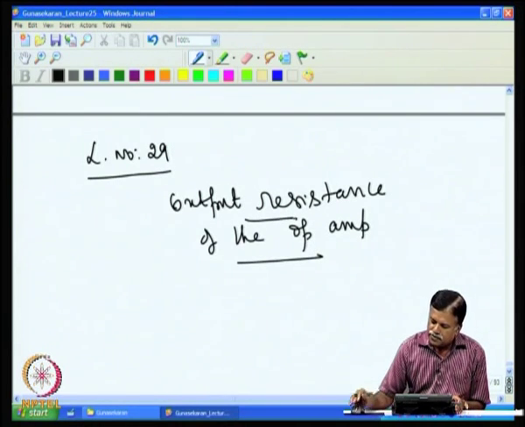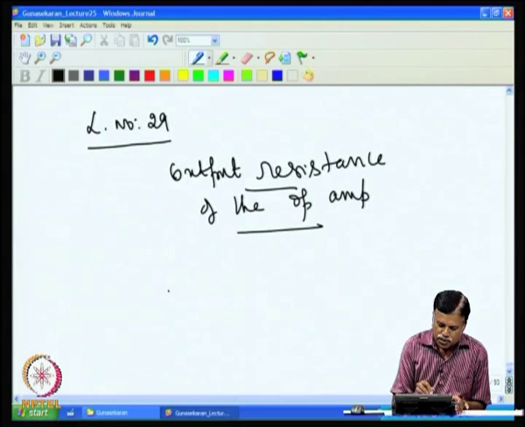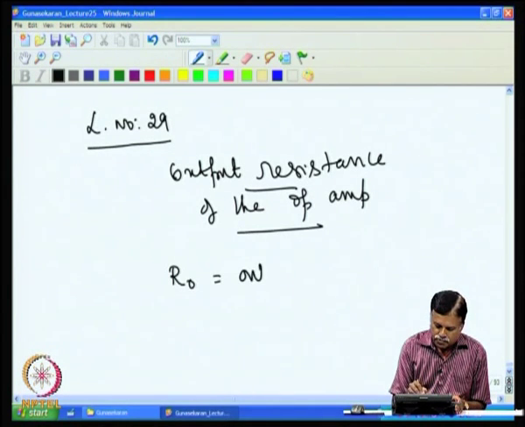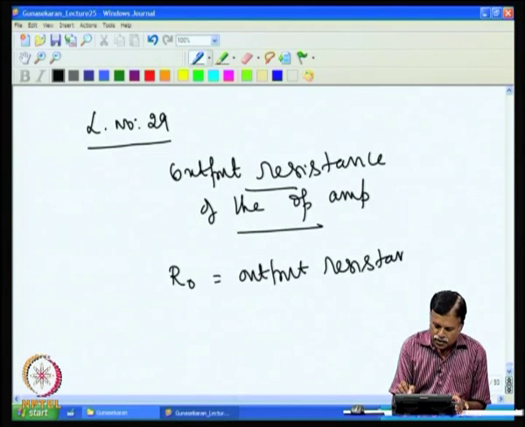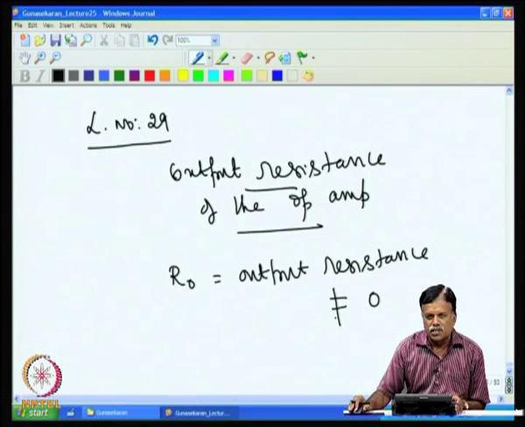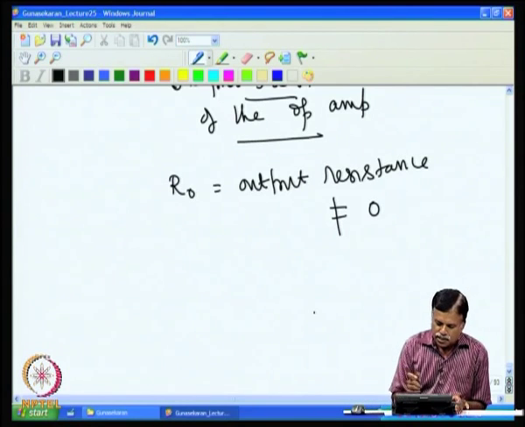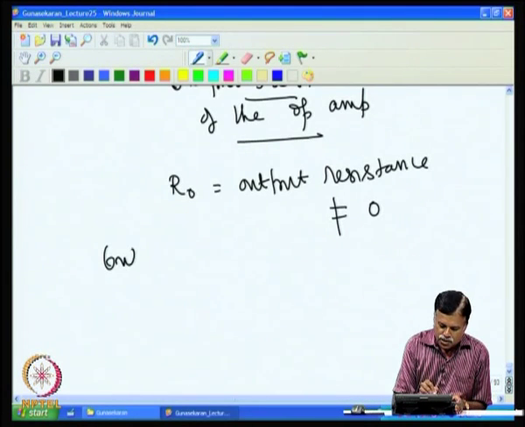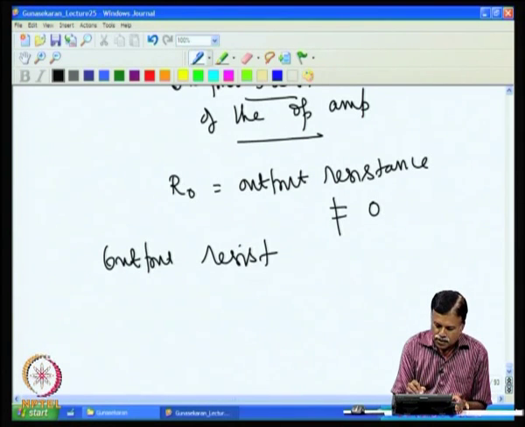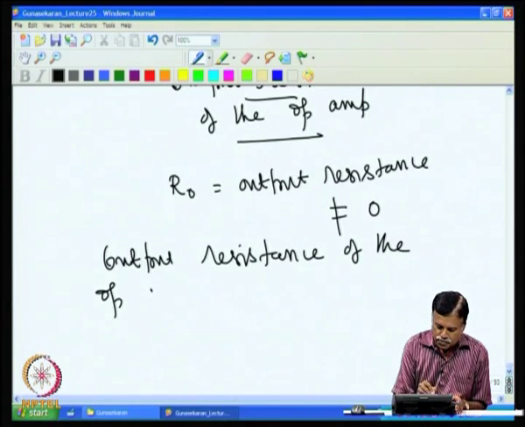The first thing is that conventionally the output resistance of the op amp, which I call R0, is taken as 0, but actually it is not 0. This is the thing that we want to stress: the output resistance of the op amp is not 0.